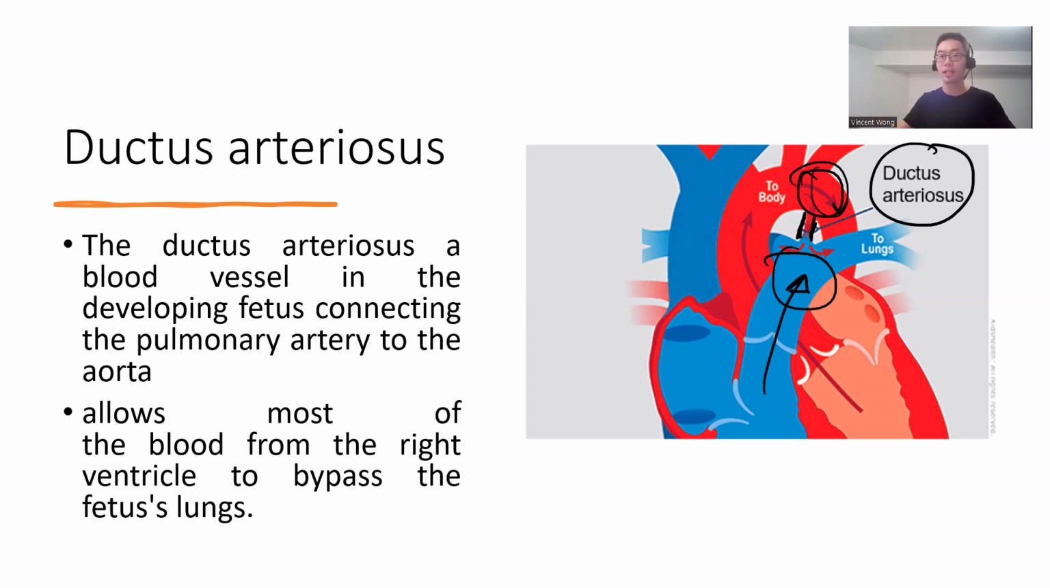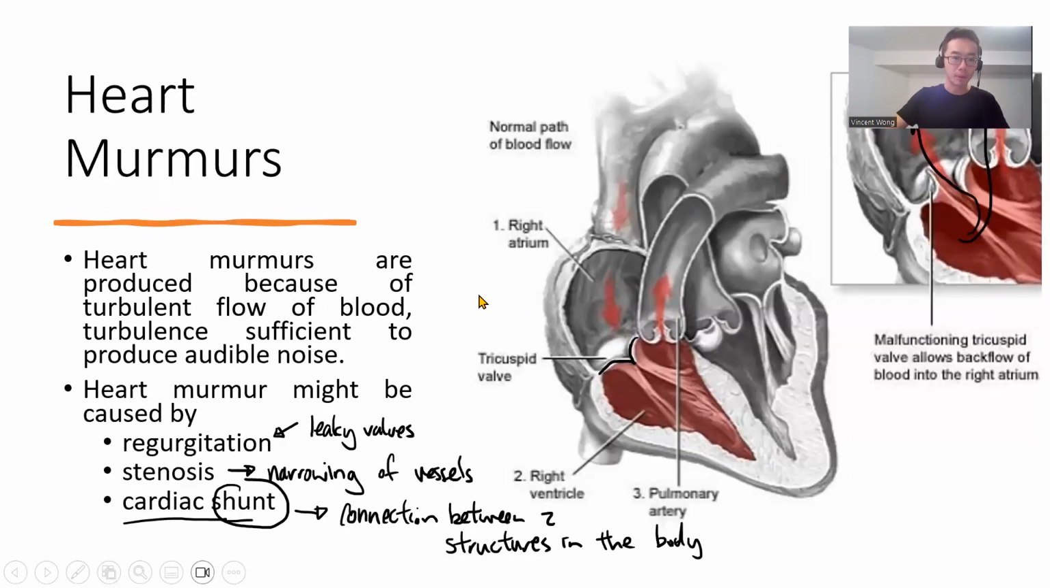Other times it's more serious, right? Maybe it's a congenital valve problem. Maybe the baby is born with a defective valve, and that of course is much more serious and requires intervention. Okay, so that's heart murmur.